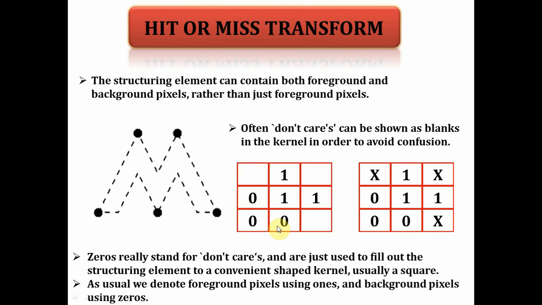So in dilation, erosion, closing, and opening, we have studied only structuring elements made up of all ones. So here we have a mixed strategy, that is, we are considering 1 and 0 in a structuring element, 0 as a background, 1 as a foreground.